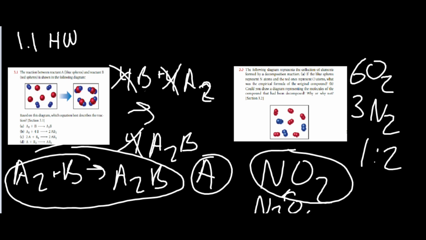Next, could you draw a diagram representing the molecules of the compound that have been decomposed? Why or why not? We cannot, because we only know the empirical formula. We do not know the actual structure of the molecule. For example, the chemical structure of NO2 is very, very different from the chemical structure of N3O6. It's not like a simplified version of it. It's a completely different molecule, so it wouldn't look the same. So, no, that is the answer.